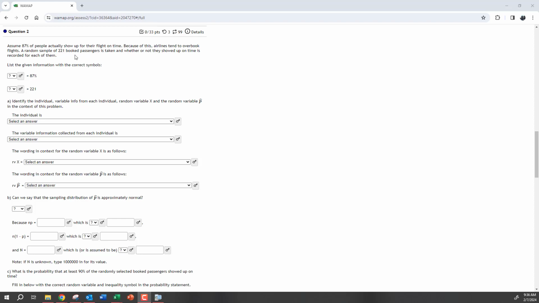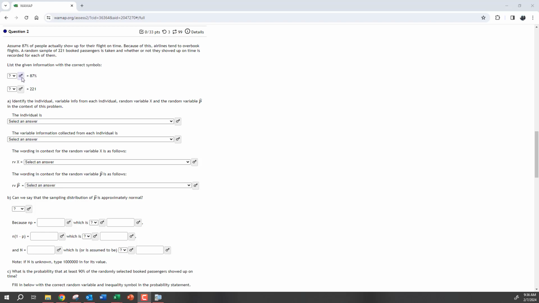So we can see this is a binomial distribution because we have a set number of trials, 221. We have a known set probability of a success, 87%, where a success, in quotes, is showing up on time. And then we have basically only two options. Either they did or they didn't show up on time. So those are the key characteristics that tell us that we're dealing with a binomial distribution.